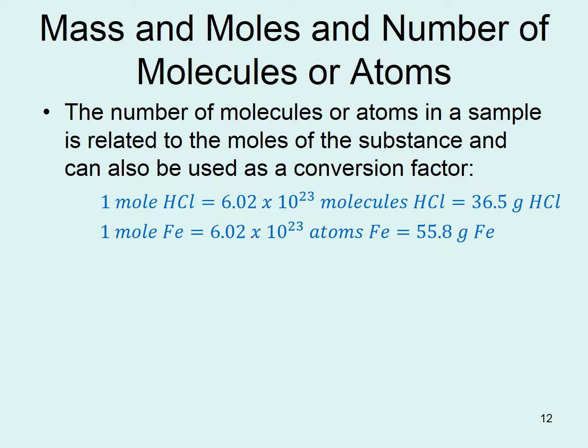Now, we can also use our conversion factor that we had earlier. We know that 1 mole equals 6.02 times 10 to the 23rd, whether it's atoms or molecules. So for HCl, which is a molecule, we have 1 mole equals 6.02 times 10 to the 23rd HCl molecules, which equals 36.5 grams of HCl. If we're talking about atoms, 1 mole equals 6.02 times 10 to the 23rd atoms equals the atomic weight, 55.8 in grams. So we can also do some calculations with that. It's probably not as meaningful because why do you need to know how many molecules or atoms?